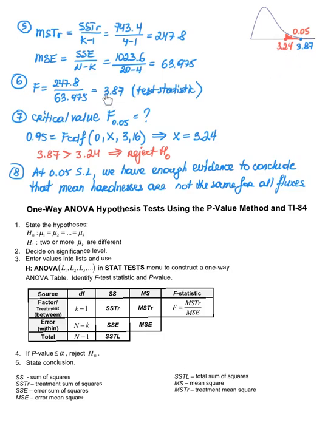My test statistic is 3.87, which is greater than the critical value, which means it is located to the right of the critical value of 3.24. And as a result, my test statistic lands in the rejection region. For this reason, I reject the null hypothesis, and I'm stating that at the 5% significance level, we have enough evidence to conclude that the mean hardnesses are not the same for all fluxes.